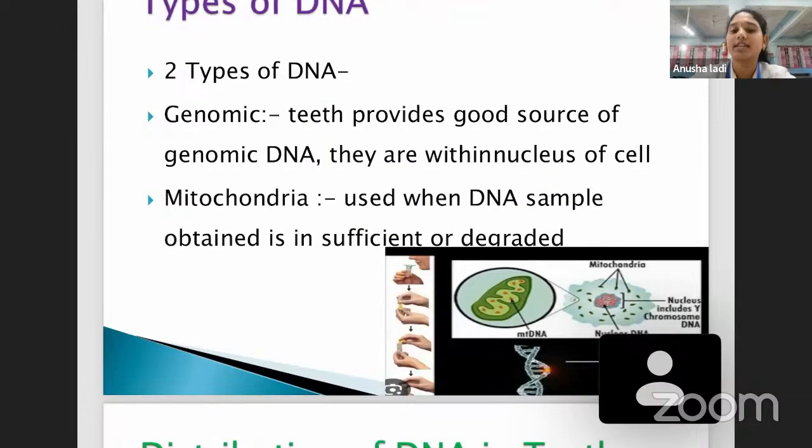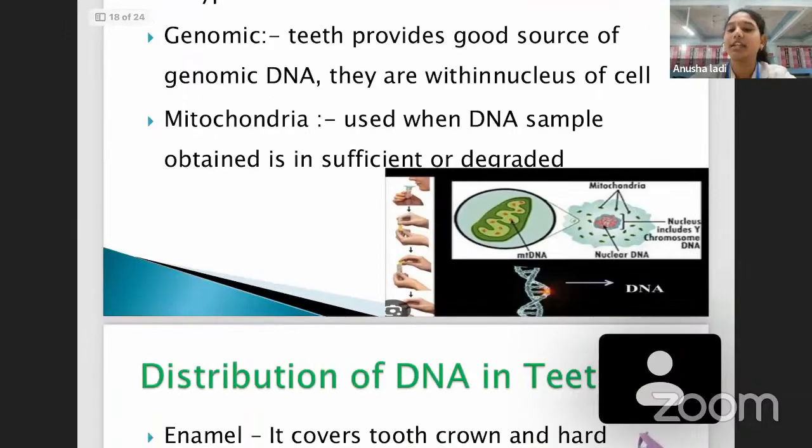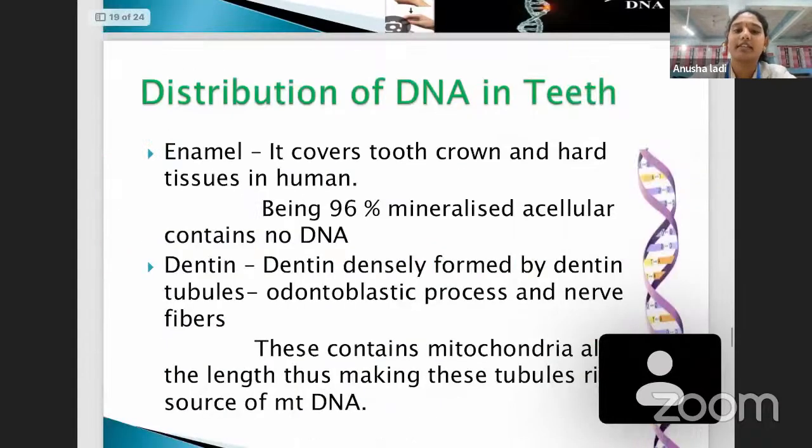In this picture, you could see that genomic DNA is present within the nucleus and mitochondrial DNA is present within the DNA sample which is obtained. Then distribution of DNA within the teeth.